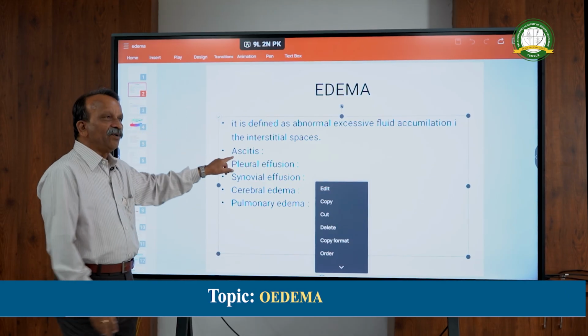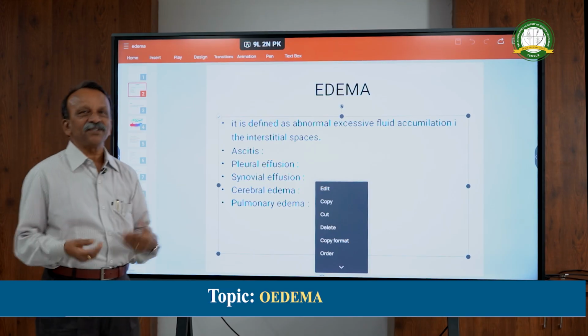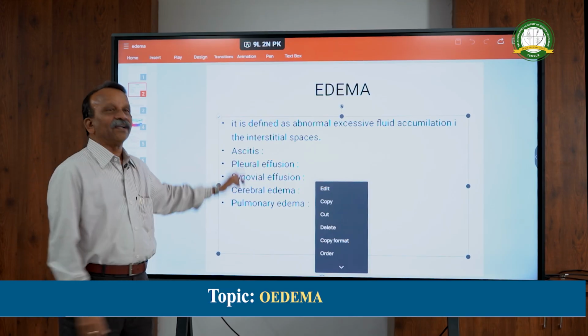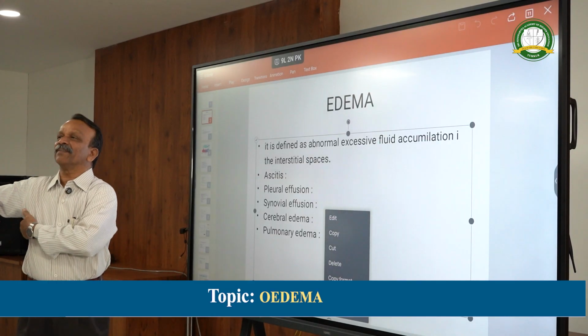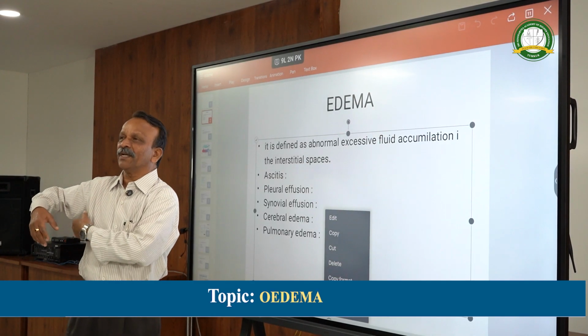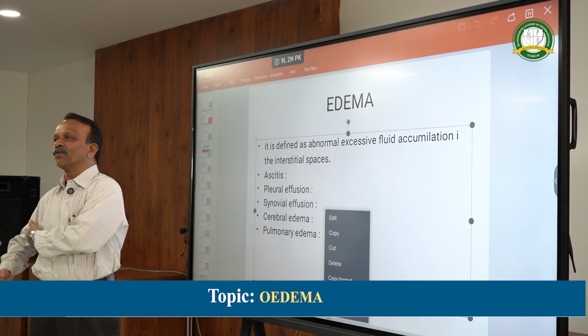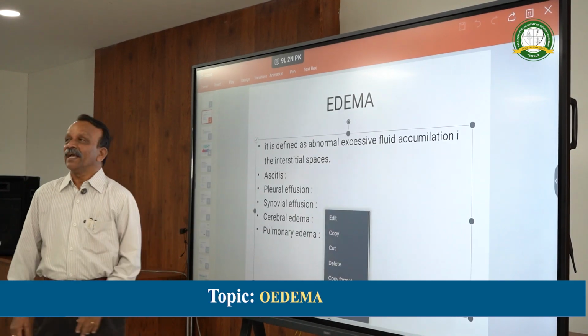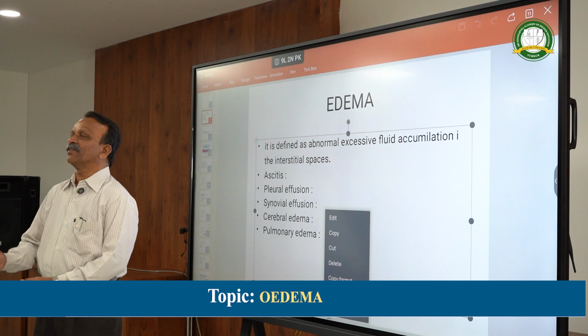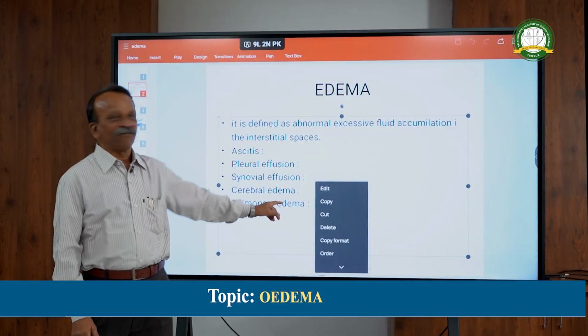Now, if the fluid accumulates in the abdominal cavity, that is called ascites. If the fluid accumulates in the pleural cavity between the parietal and the visceral pleura, that is called pleural effusion. And in the joints, there may be accumulation of the fluid, that is called synovial effusion.